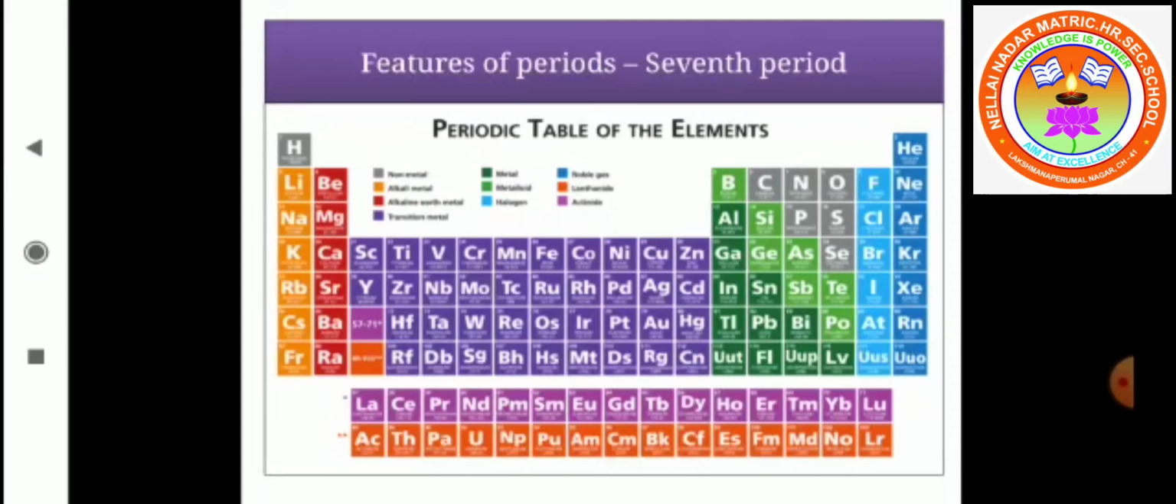Okay, then the newly discovered elements are added. They are being added in the seventh period of the modern periodic table. So totally we are having 7 periods in the modern periodic table. The seventh period is incomplete. Okay, children?